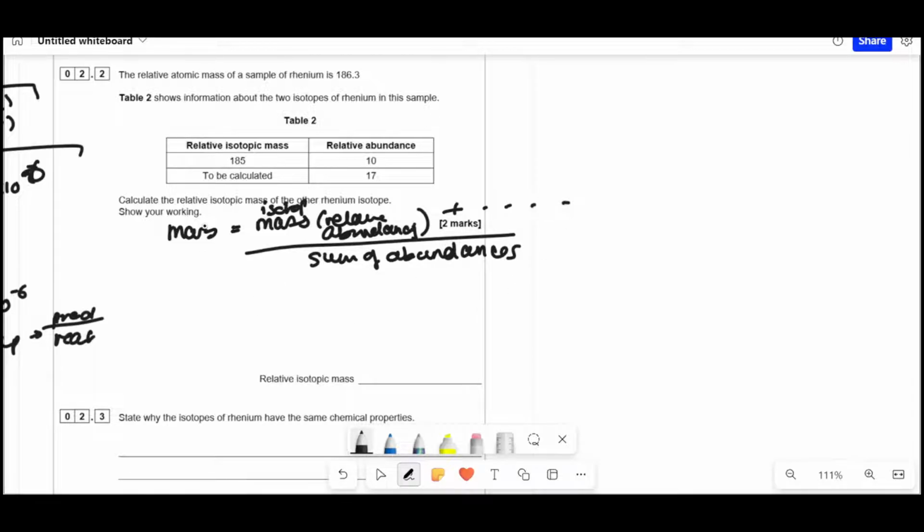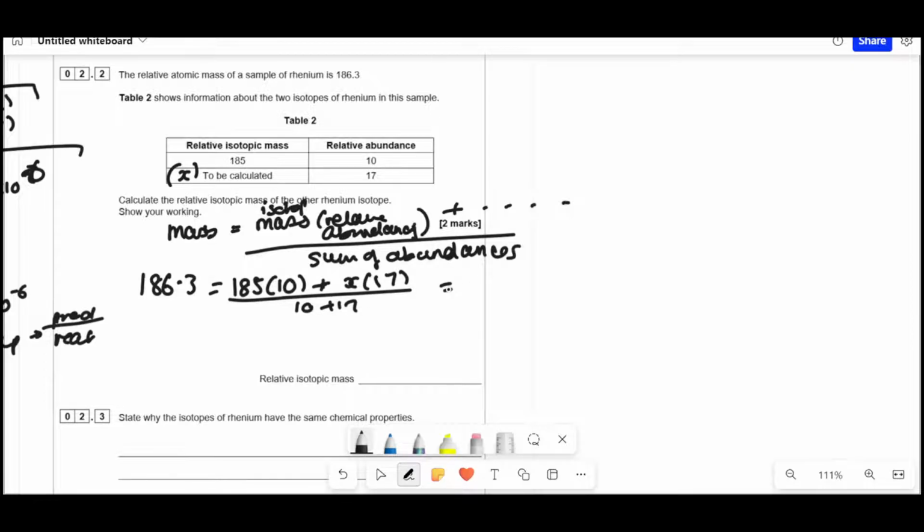So in that case, they've told you that the mass of this thing is 186.3. So therefore, 186.3, the mass they've told you, must be each isotope's mass times its relative abundance, all divided by the relative abundances added up. So it's going to be 185 is the first one times 10, plus this mysterious one, which I'm just going to call x. So make sure you put that down somewhere so you remember what it is, times 17, all divided by 10 plus 17.